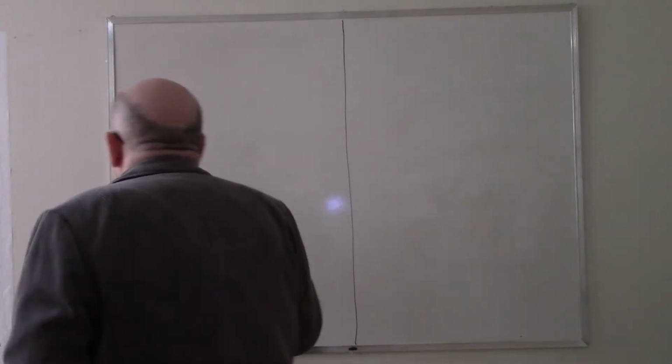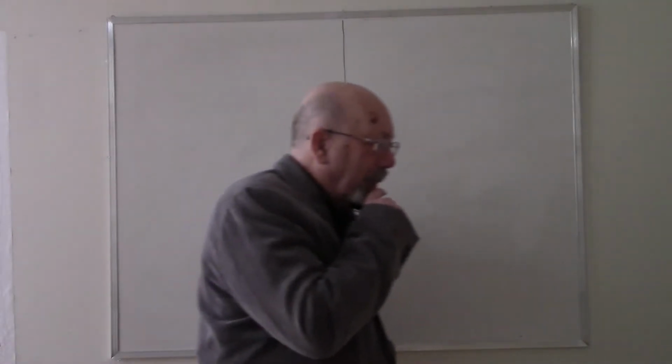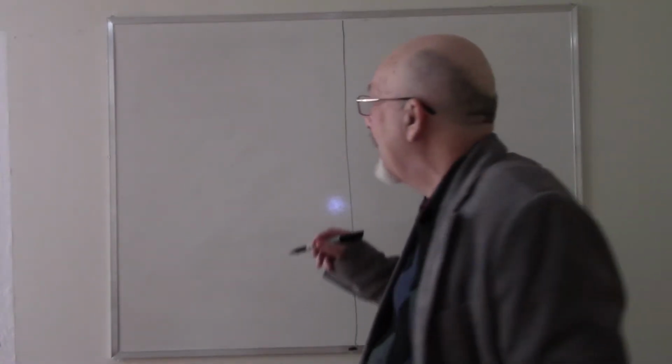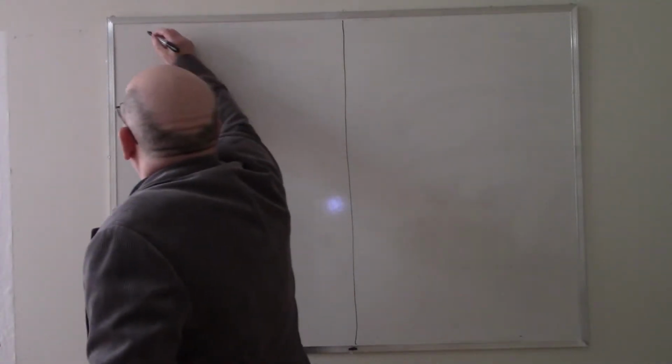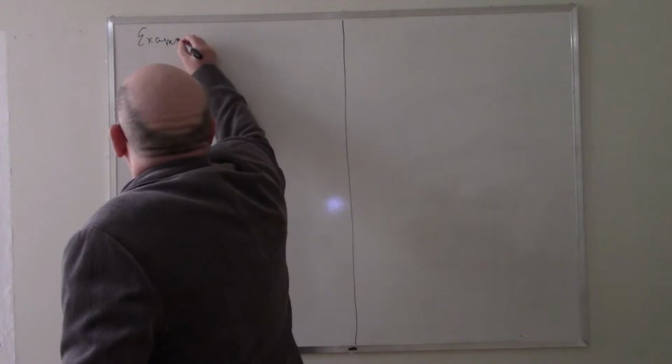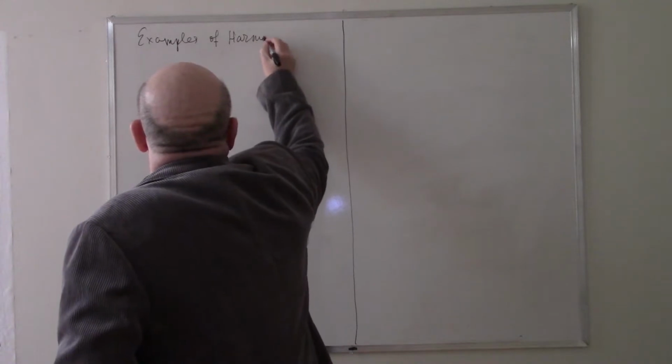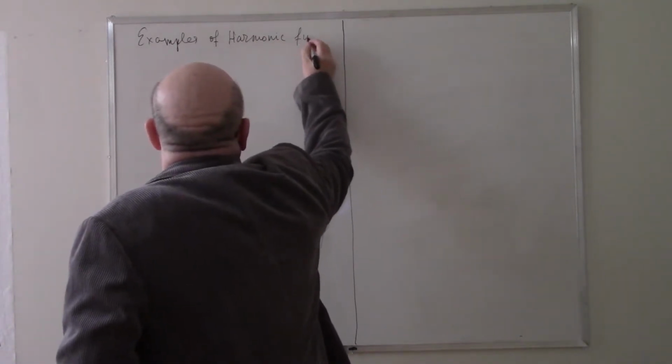Hi. Today I wanted to play a little bit around the known examples of harmonic functions, the Poisson kernels and so on, to see what it looks like. So let us start from the problem. The first example, which was a problem, is the following. Examples of harmonic functions.